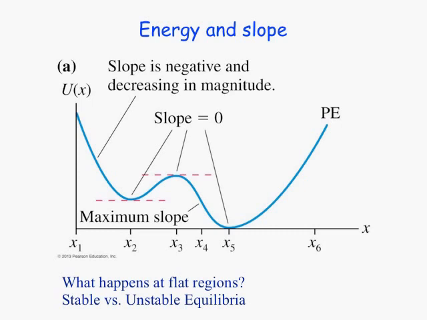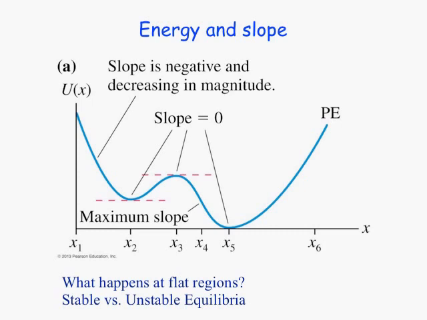Where the slope is 0, the force is 0. Where the slope is 0, we say it's a location of equilibrium. We see there's 3 locations where the slope is 0 or the force is 0, at x2, x3, and x5. But at x2, with a perturbation around x2, we return the particle back to x2. It's a stable equilibrium. To the left of x2, the force is positive. To the right of x2, the force is negative. The forces are returning the particle back to x2, back to the equilibrium, a stable equilibrium.